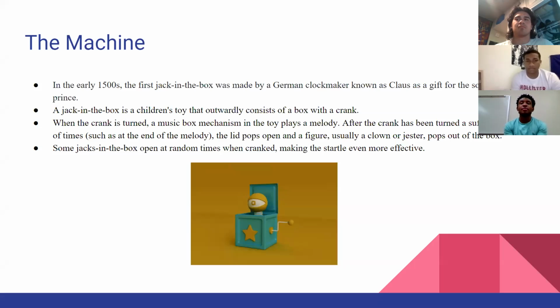In the early 1500s, the first Jack in the Box was made by a German clockmaker known as Claus as a gift for the son of a local prince. It is a children's toy that outwardly consists of a box with a crank. And when the crank is turned, a music box mechanism in the toy plays a melody. And after it has been turned for a sufficient number of times, the lid pops open and a figure, usually a clown or jester, pops out of the box.